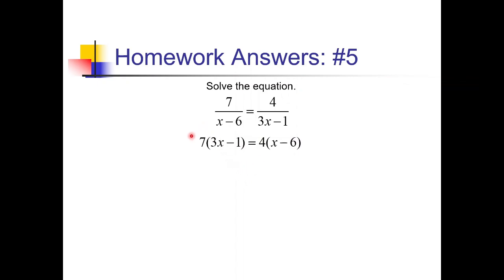So on the left side, distributing the 7, I've got 21x minus 7. On the right side, I've got 4x minus 24. And then let me get my x's on the left and constants on the right. So moving the 4x over to the left, we've got 17x. Adding the 7 over to the right side, this is going to be -17 over there. And dividing both sides by 17, we have x equals -1.